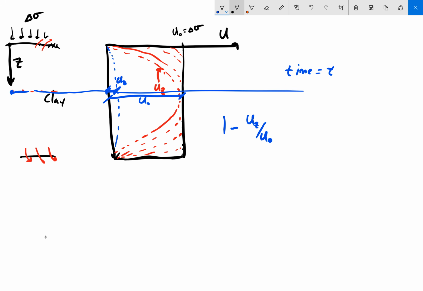so U sub Z is going to get really, really small, which means that that ratio is going to be small as well. So 1 minus a small little ratio is going to be something high, like 95% or something. So that's basically telling me that at depth Z, at that particular time, my soil is 95% consolidated. So that's big U sub Z.